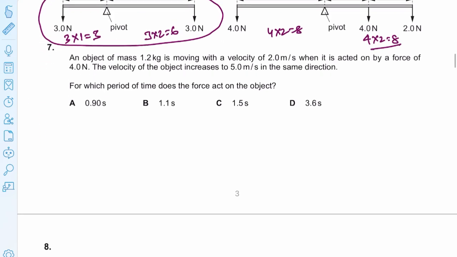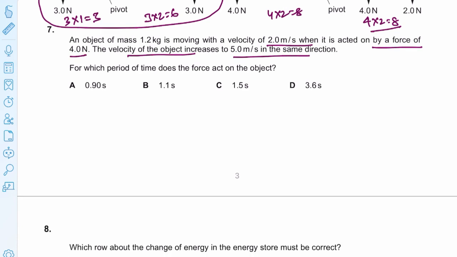Okay, then next question. An object of mass 1.2 kg is moving with a velocity of 2 meters per second when it is acted on by a force of 4 Newton. The velocity of the object increases to 5 meters per second in the same direction. For which period of time does the force act on the object? We need to find the value of time. Listen carefully. If the velocity of the object increases, what does it mean? That means the object is accelerating. Very simple. There must be acceleration.